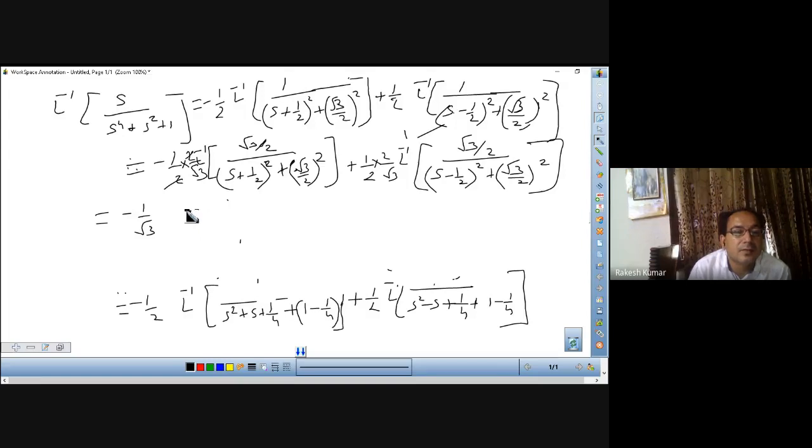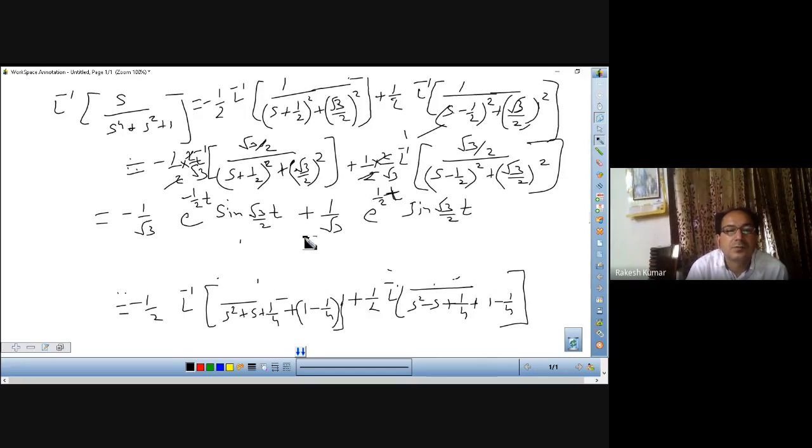So that will be the formula of sine, and e raised to power minus 1 by 2 t sine root 3 by 2 t plus 1 by root 3. Similarly, 2 can be cancelled, and that is equal to e raised to power 1 by 2. You just see here is a minus sign, there should be plus sign. This is t, and this is a sine root 3 by 2. So this is the resultant of the Laplace inverse of the given function.